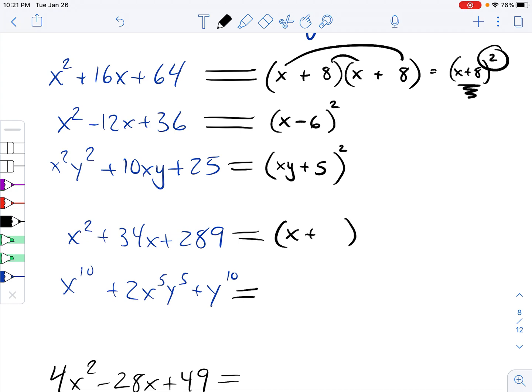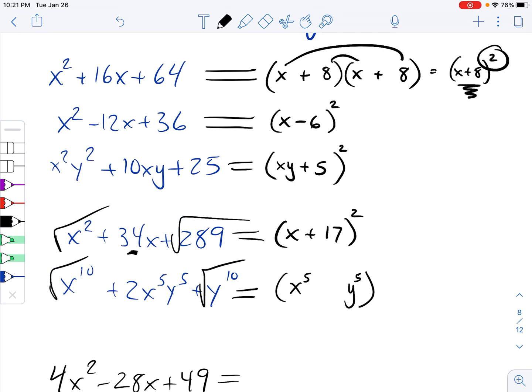This will be x plus 17. I know that 17 plus 17 gives me 34x. Cool, squared. X to the 5th, y to the 10th, y to the 5th. How am I getting these terms so quickly? I take the square root of this and the square root of this. The square root of this, the square root of this. And hopefully you'll notice the relationship between those and your middle term.